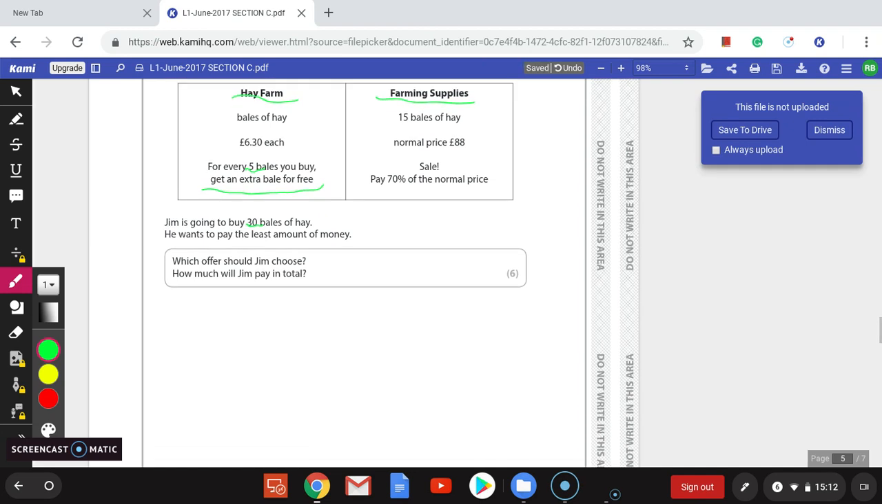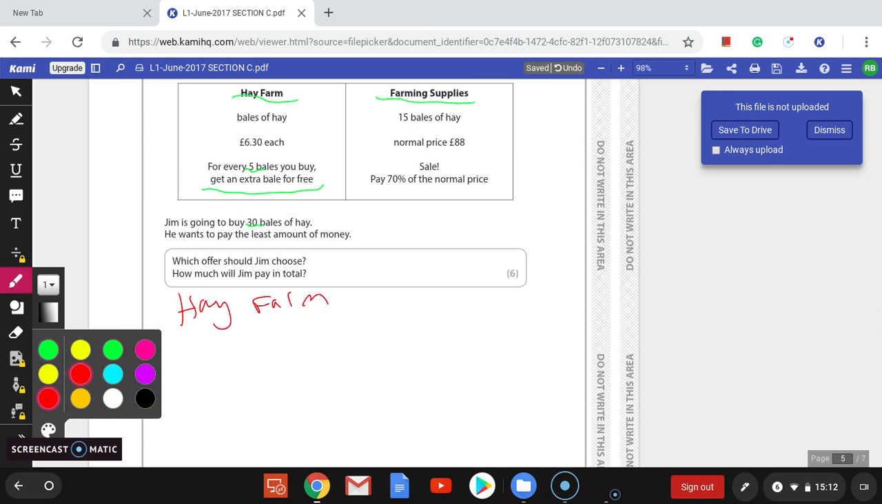So we have Hay Farm, and we also have Farming Supplies. So for Hay Farm, every time we buy 5, we get plus 1. Okay, and that comes to 6 in total. But we've only actually paid for 5 of them when we get 6. So what we need to do is 5 times the cost of each of them, which is £6.30. And that gives me £31.50. And that is the cost for 6. So £31.50 for 6.